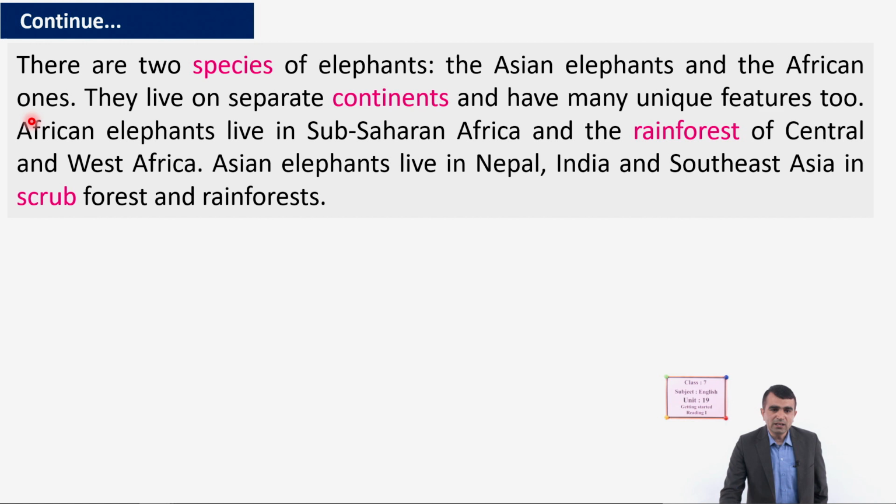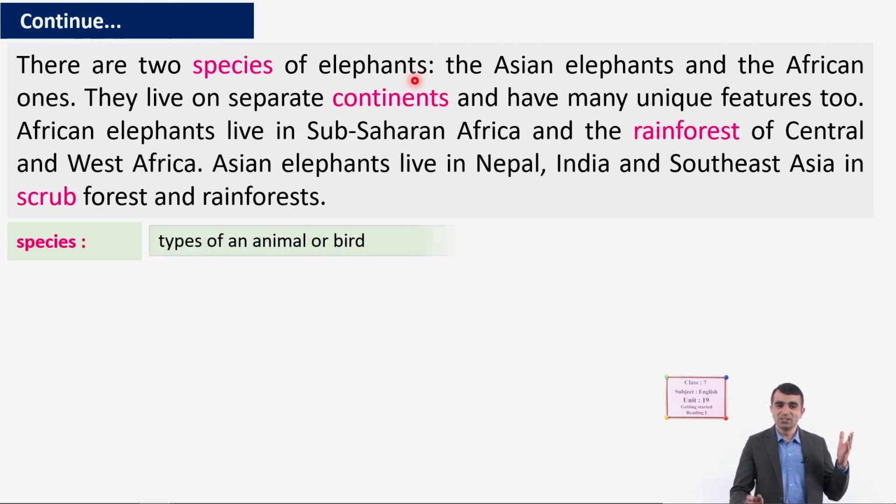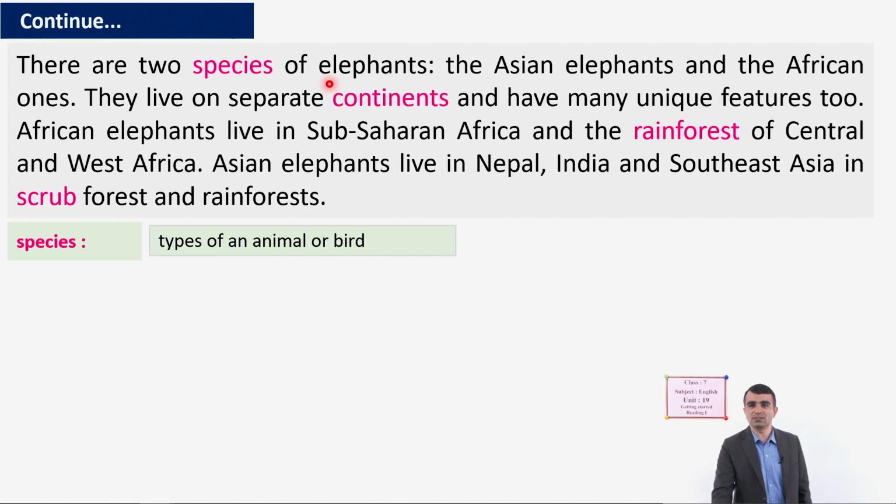Let me read. There are two species of elephants. What does species mean? Have you heard the word species? Yes, in science. So that means type of animal or bird, variety, sorts, types we say. So species means types of elephant here. There are two species of elephant, means two types of elephants: the Asian elephants and the African ones.